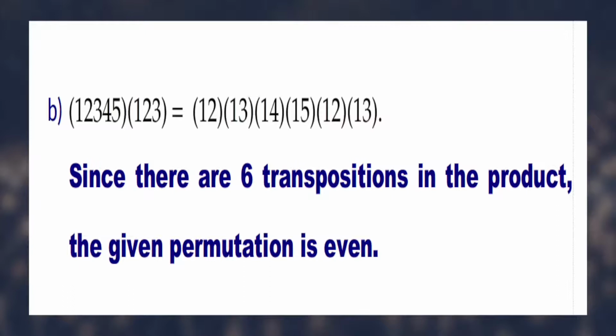The next sum is the cycle 1, 2, 3, 4, 5 and the cycle 1, 2, 3. So, we will convert this into transpositions. We will get the result as the cycle 1, 2, cycle 1, 3, cycle 1, 4, cycle 1, 5 and the cycle 1, 2, cycle 1, 3. Since there are 6 transpositions in this product, the given permutation is even.